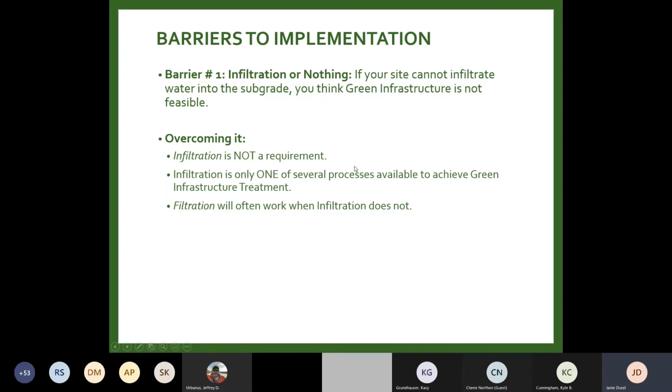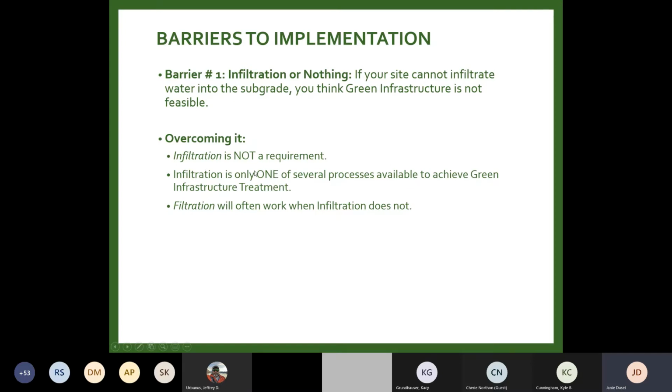It's not a requirement, but it's important to keep in mind because I think this is a common misconception. I think there are a lot of people out there that really do think they have to infiltrate water into the subgrade. That's not the case, right? There are other tools available to achieve green infrastructure treatment, which is a requirement, right? We have to do green infrastructure treatment.